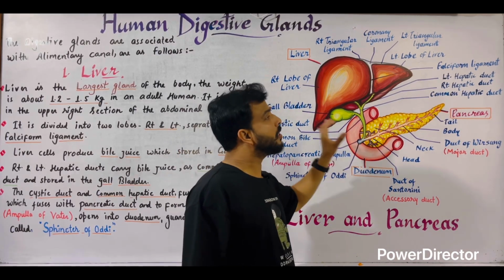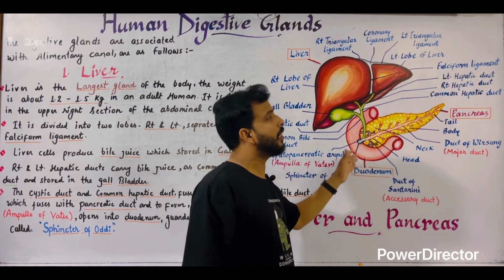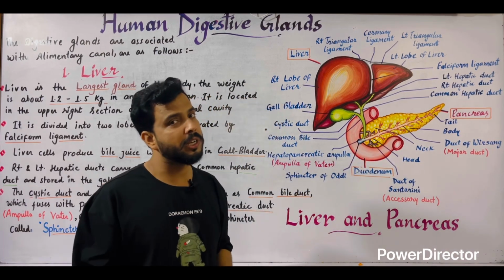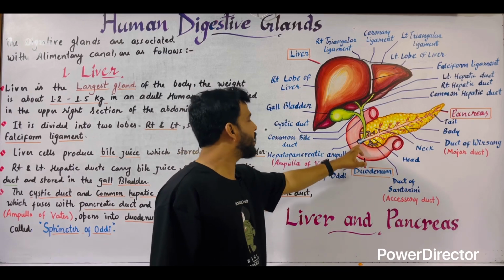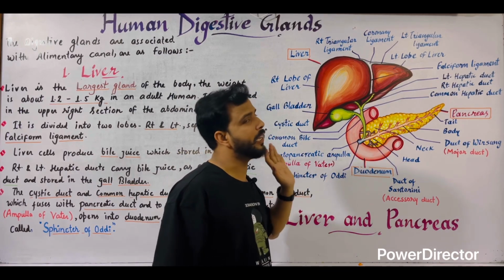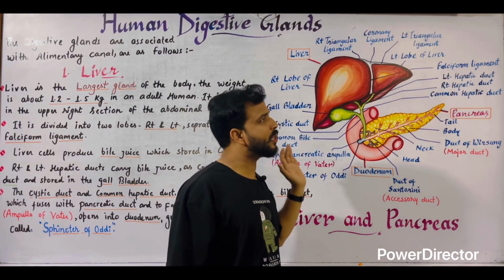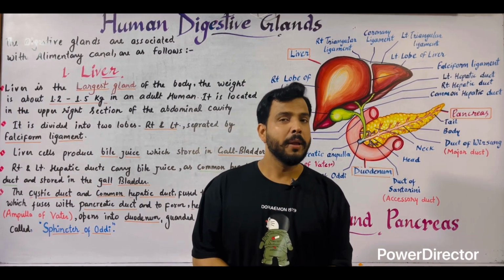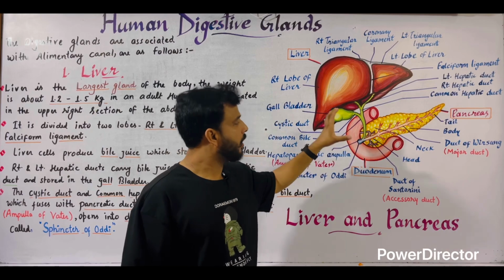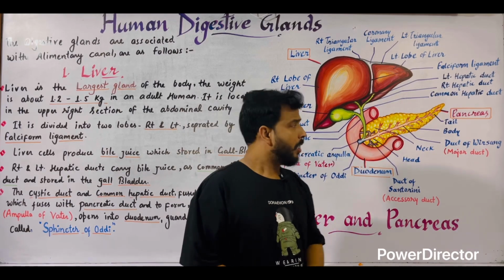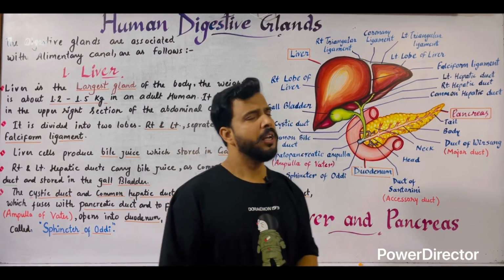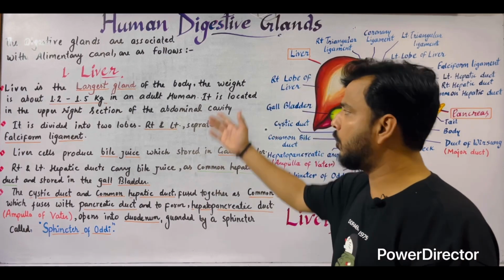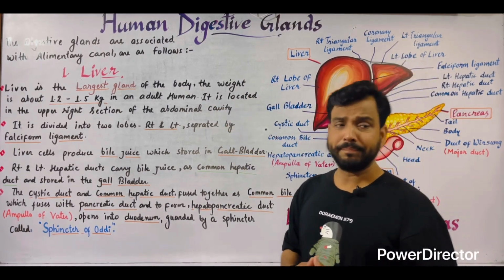This ampulla of Vater opens into the duodenum through a sphincter, or a valve you can say, which is known as the sphincter of Oddi. This complete system is known as the biliary system or the biliary tree, by which the bile juice enters into the duodenum. So it was a small description of the liver. Now I will tell you in detail in theory. So what about the liver?